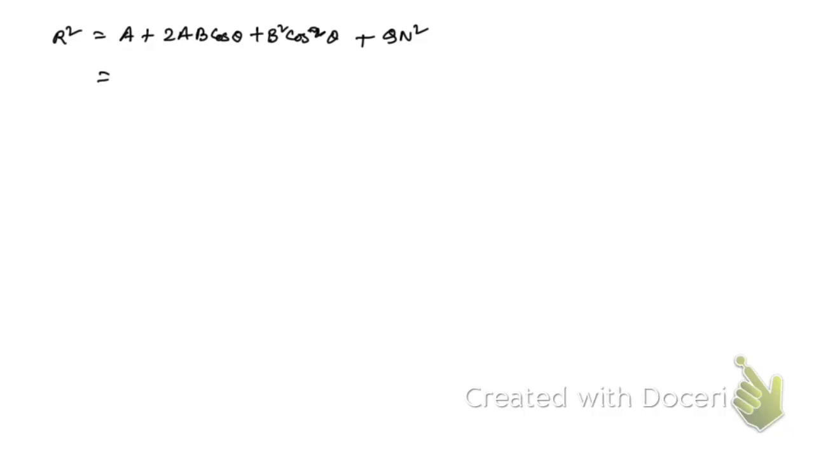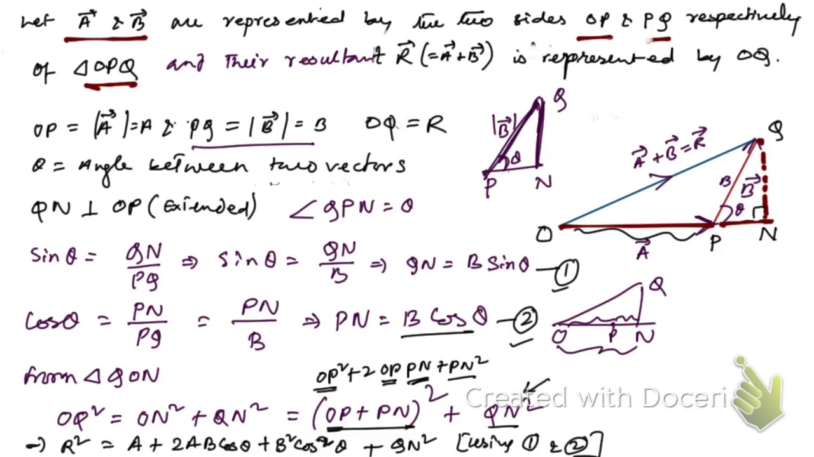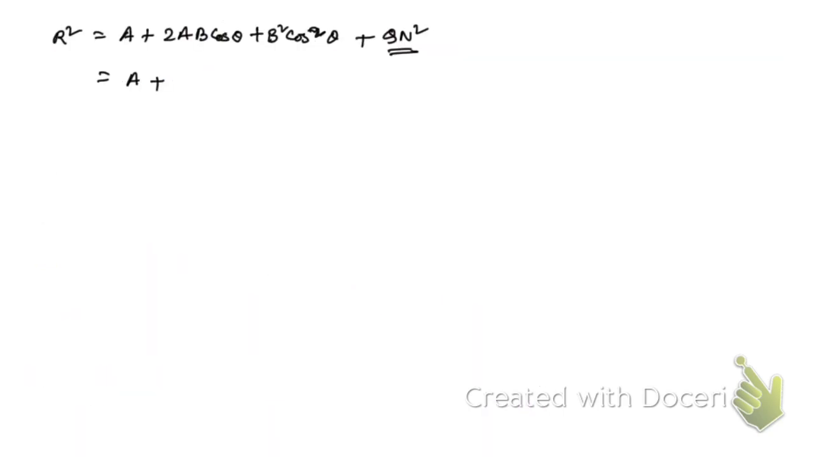So therefore from here A plus and Qn, if you see the diagram, let me go back to the previous slide. You see this Qn can be replaced by B sine theta. So instead of writing Qn here, let me write B sine theta. So B square sine square theta. Okay, so Qn is replaced by B square sine square theta. So instead of Qn square, we should write B square sine square theta, right? So hope you have understood this.